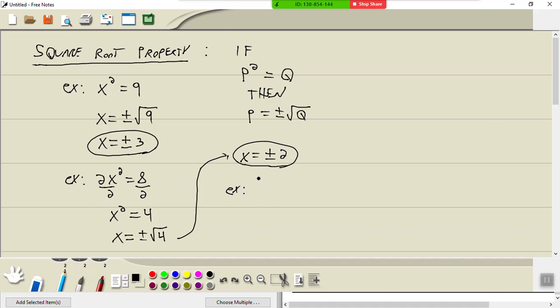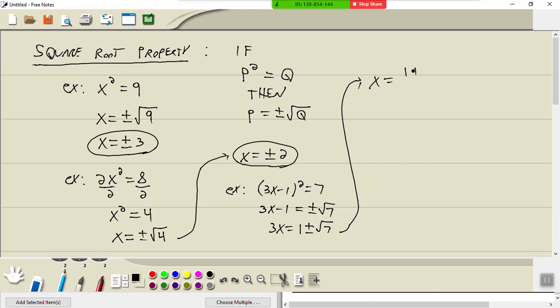Now it doesn't have to be a single variable. It can be anything squared. For example, if I had 3x minus 1 squared is equal to 7. Well, the entire left side is squared. That's all this property states. So it says we drop our squared and we put a plus or minus square root around the other side. Now to get this one completely solved, we have to take the negative 1 over. That's like adding 1 to both sides. And then we have to divide both sides by 3. We get 1 plus or minus square root of 7, over 3. And that would be our answer.